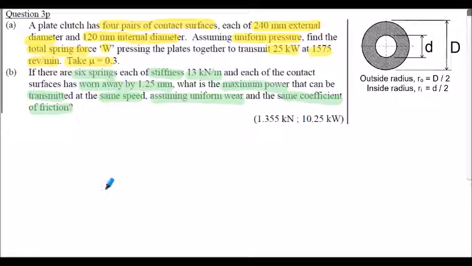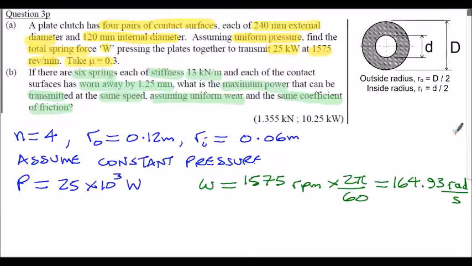The friction surfaces have worn away by a specific value, and knowing the spring stiffness, you'll see we'll be able to work out what the relaxation in force is, and so what the reduction is in terms of the torque and the power we can transmit. So that's down the line a little bit, but that's something we've got to consider. That's a new element to the question. Let's go to the first part of the question first of all. Get the information out of that question again, nice and clearly labelled. Okay, that's the information dragged out of the question there.